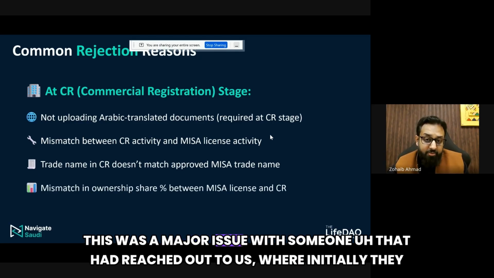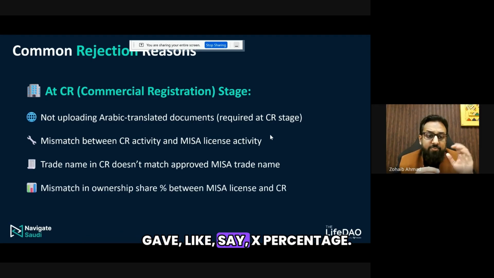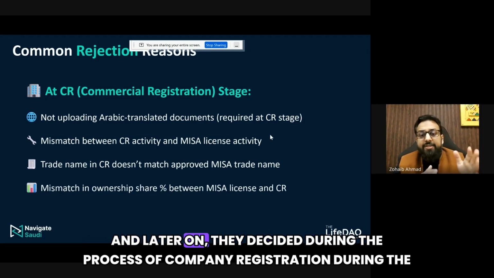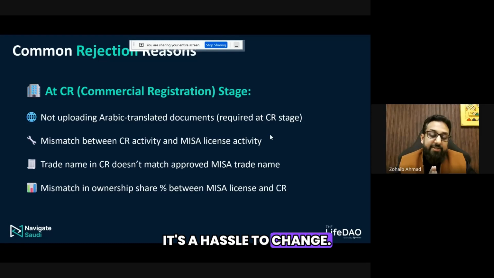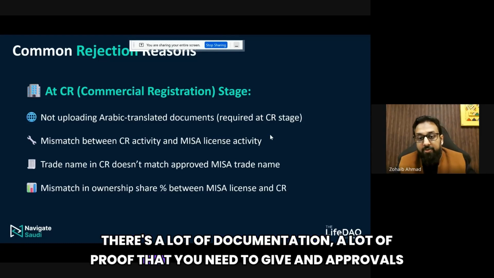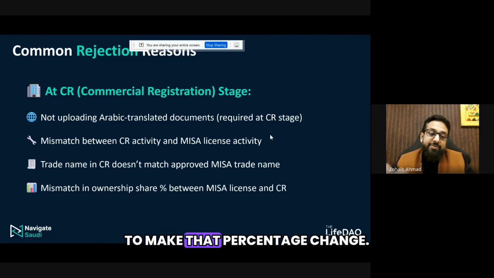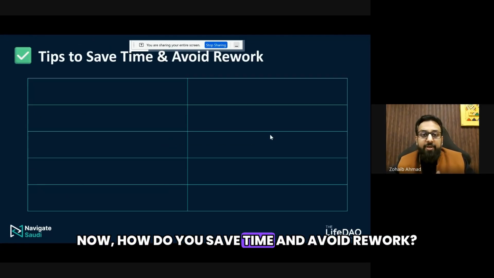And then ownership percentage. This was a major issue with someone that had reached out to us, where initially they gave X percentage, and later on, during the process of company registration, during the CR stage, they decided they want to change it. It's a hassle to change. There's a lot of documentation, a lot of proof that you need to give, and approvals to make that percentage change.